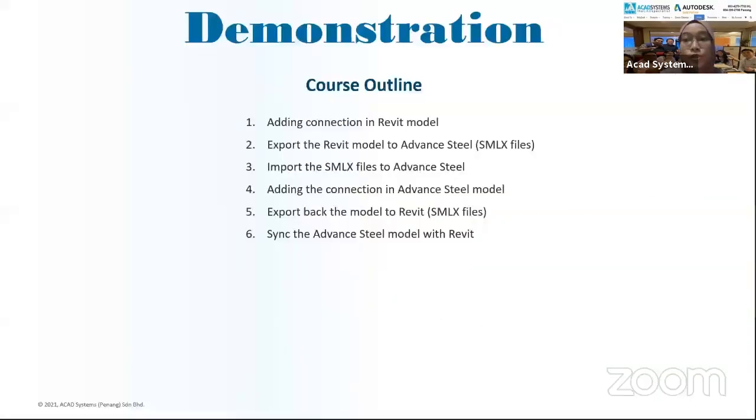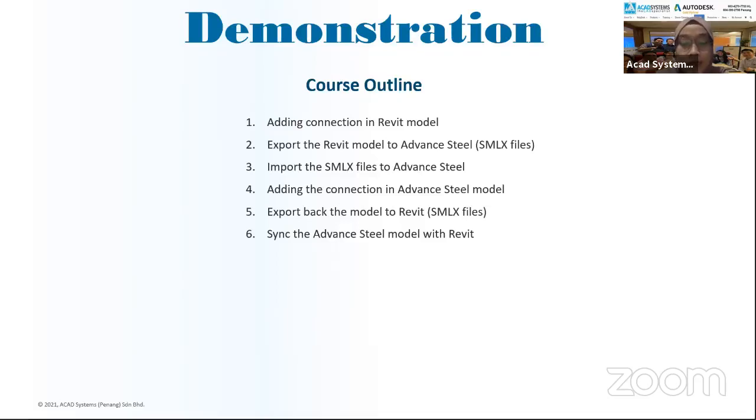For today's topic, we are going to learn how we can export a Revit steel model from Revit to Advance Steel, and then also export the Advance Steel model back to Revit. In order to do that, the first thing we need to do is add the connection in our Revit model.